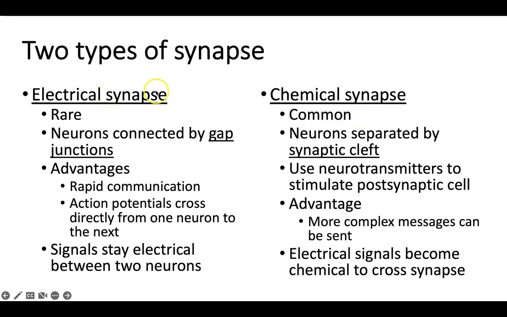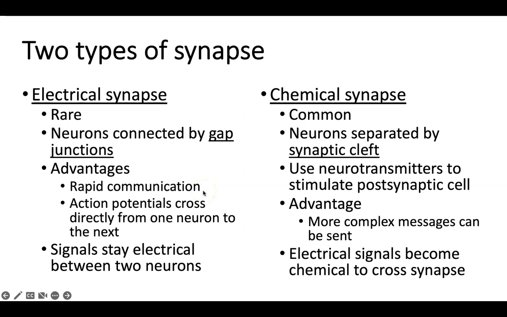However, there are also electrical synapses. They're quite rare, and instead of being separated by those synaptic clefts, the presynaptic and postsynaptic cells are actually directly connected by these structures known as gap junctions, which are basically pores that form between the two cells. So the advantage of having these gap junctions is that this allows for extremely rapid communication.